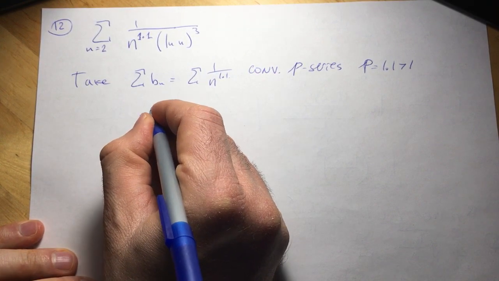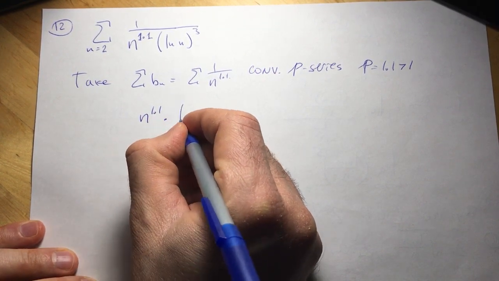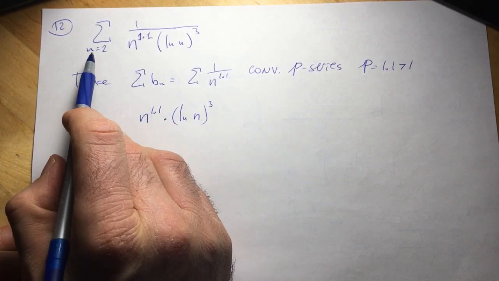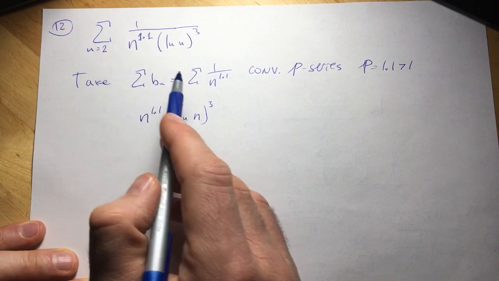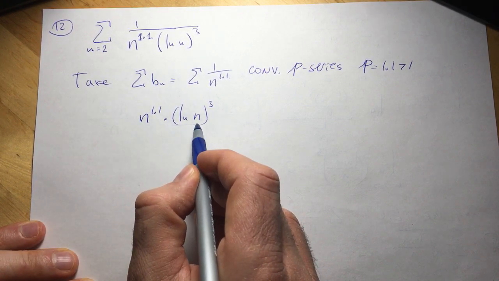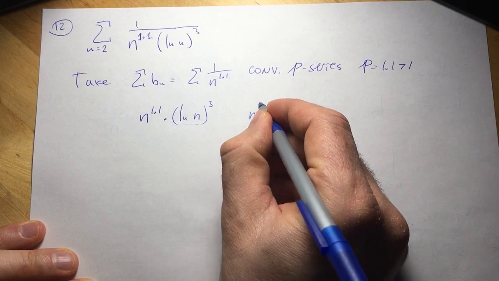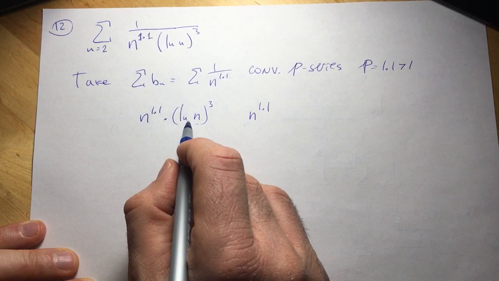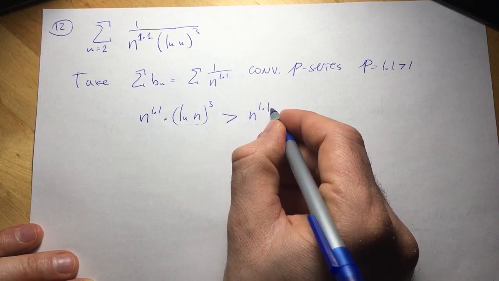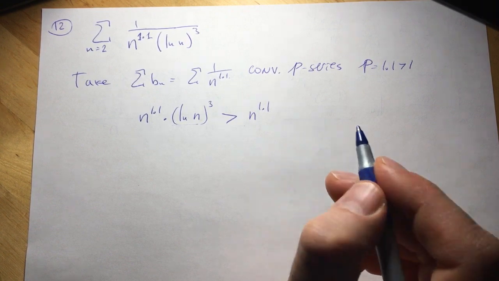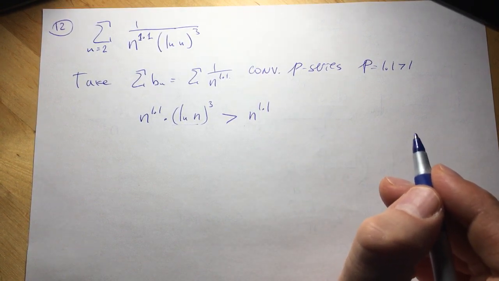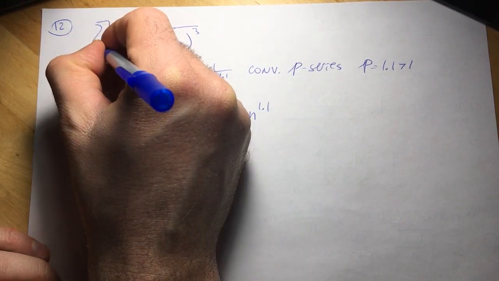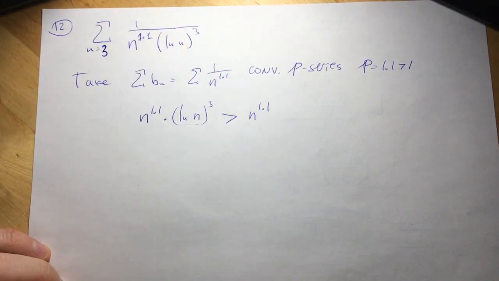You have n to the power 1.1 times ln of n to the power of 3, right? For n greater than 2, this is a positive term, right? So this expression, n to the power 1.1 times the positive term, is definitely greater than n to the power 1.1. As a matter of fact, wait a second. No, it has to be greater than 1. So here I have to start with 3. My bad. Sorry about that. I have to start with 3.